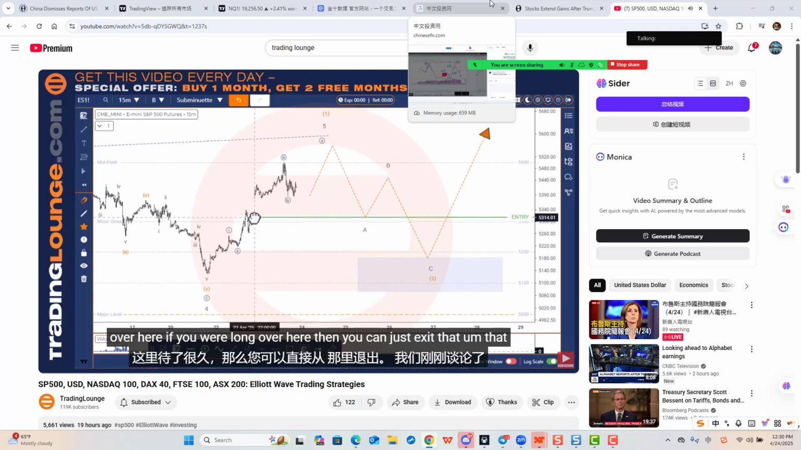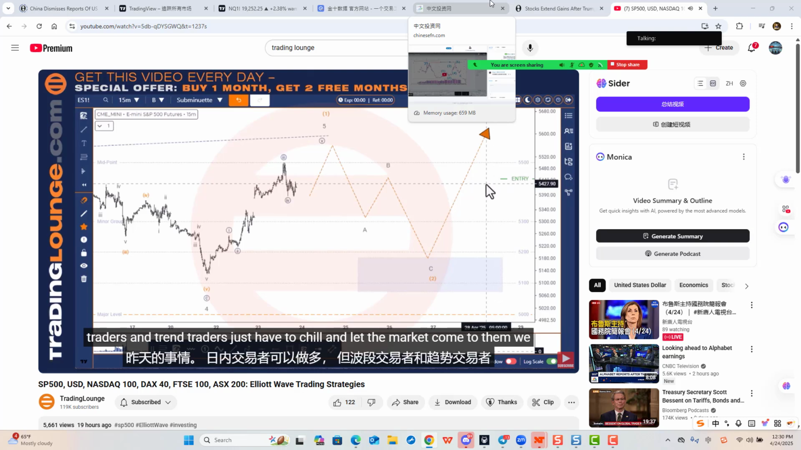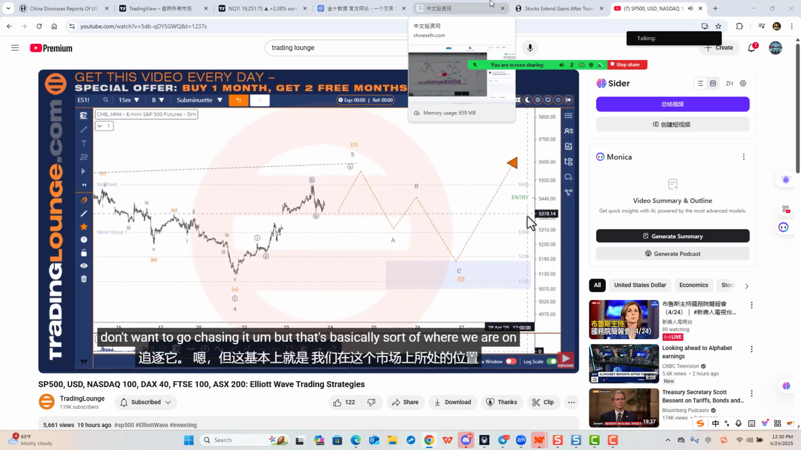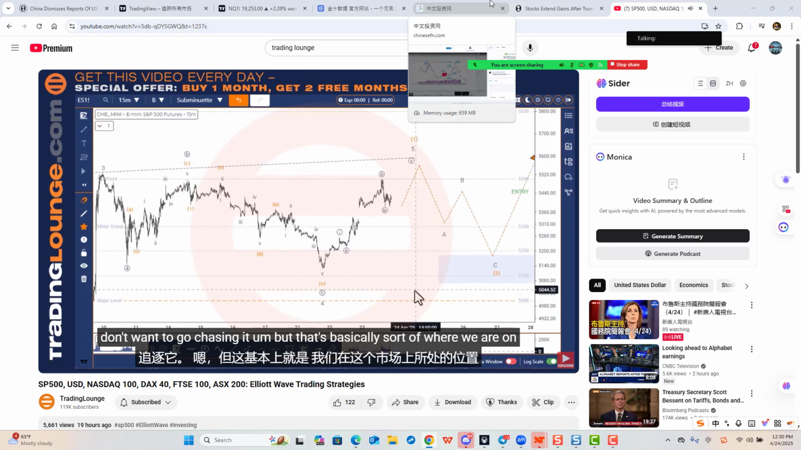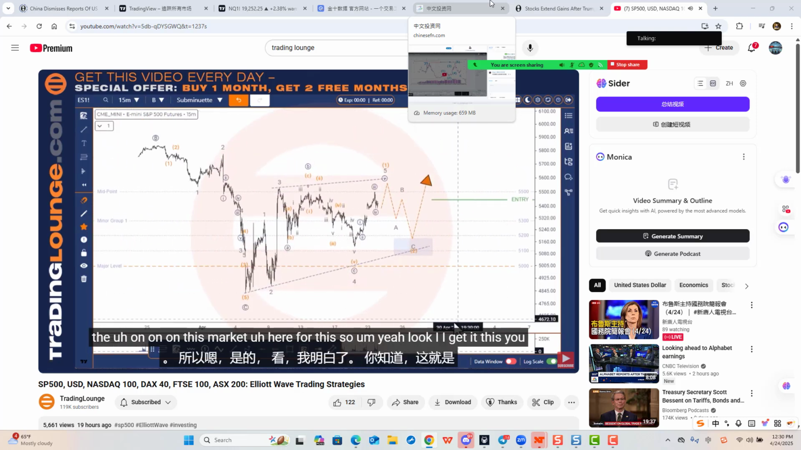If you were long over here, then you can just exit that there, because we just talked about it yesterday. The day traders can go long, but the swing traders and trend traders just have to chill and let the market come to them. We don't want to go chasing it. But that's basically where we are on this market here.